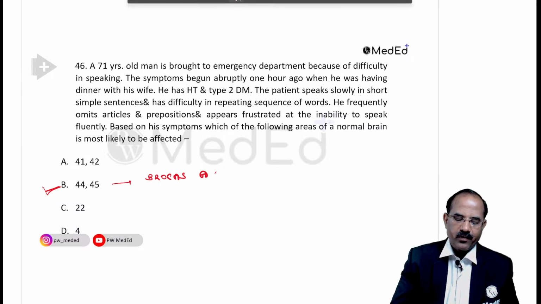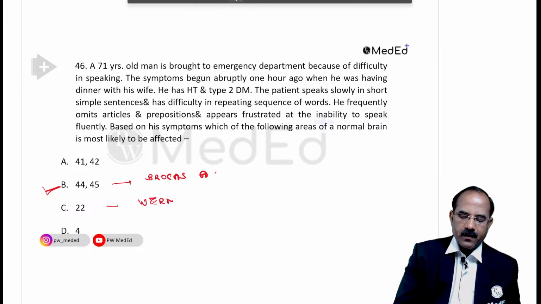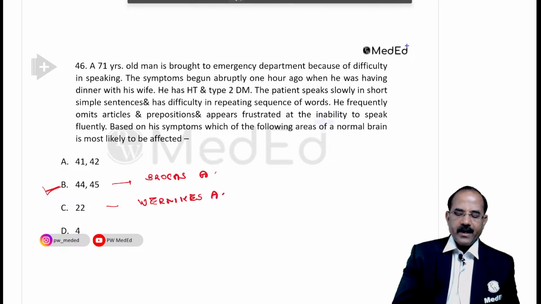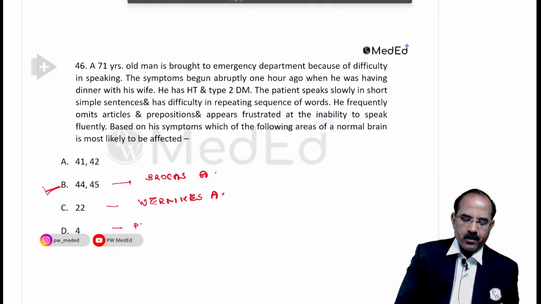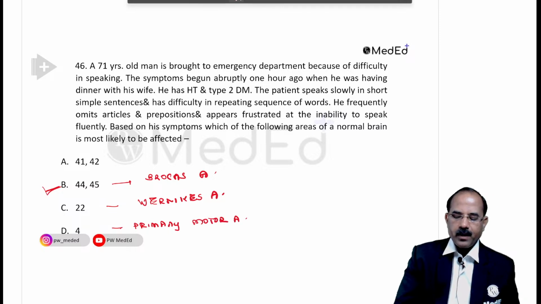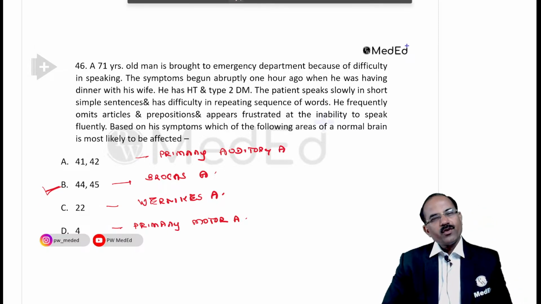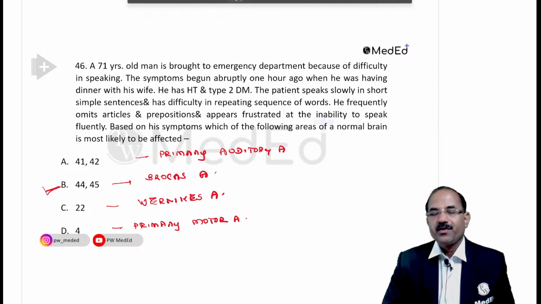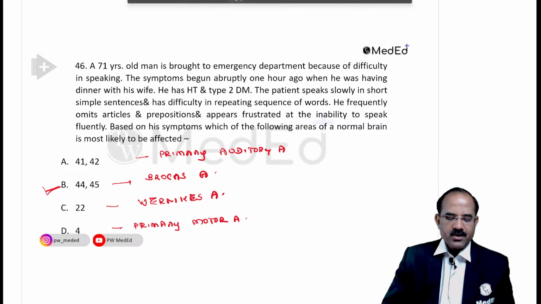Broca's area, that's 44-45. What is 22? 22 is Wernicke's area. It is also known as the sensory speech area. Area number 4 is the primary motor area. And area number 41-42 is the primary auditory area. So 44-45 is Broca's area, 22 is Wernicke's area, 4 is the primary motor area, and 41-42 is the primary auditory area. So the answer is 44-45.